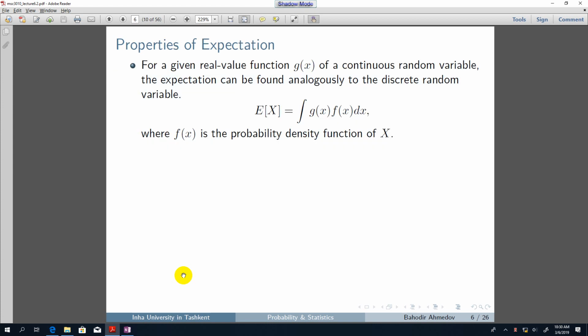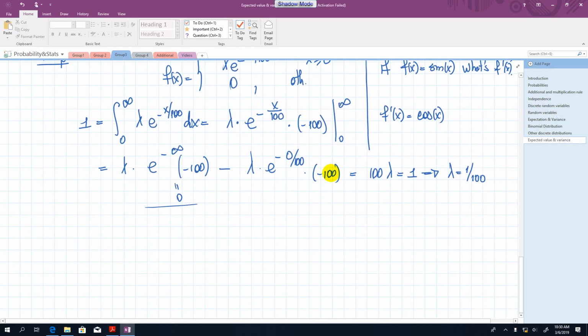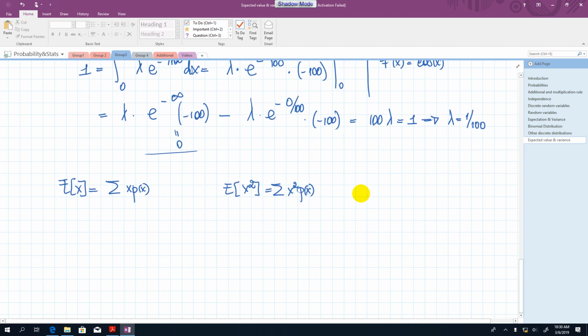Okay, so do you remember we calculated the expected value in the discrete case by multiplying the function of x by the probability function, right? Should I write this? So the expected value in the discrete case is equal to the sum of x multiplied by p of x, right? And if you would like to calculate the expected value of x squared, for example, or some function of x, we needed to sum x squared multiplied by p of x, right? It comes from the physical meaning of the average, right?